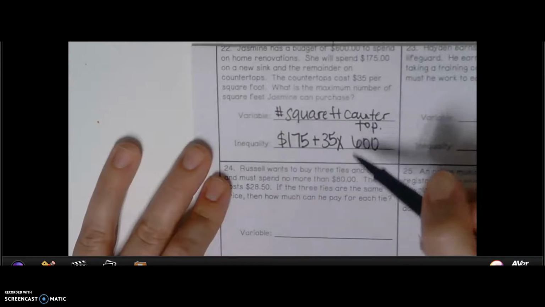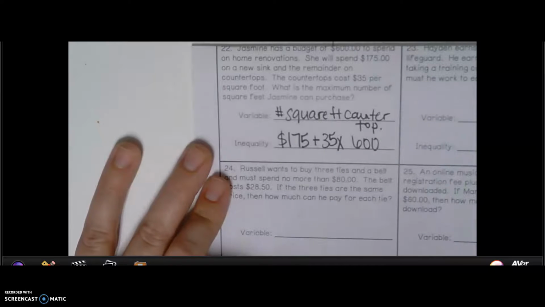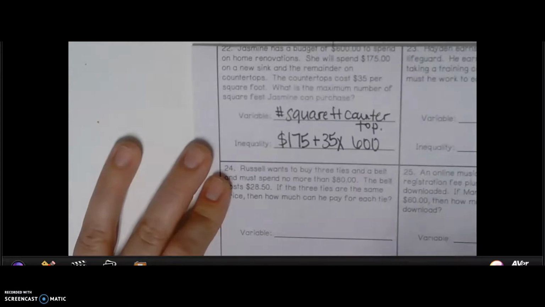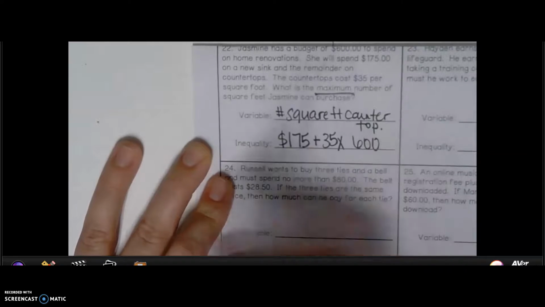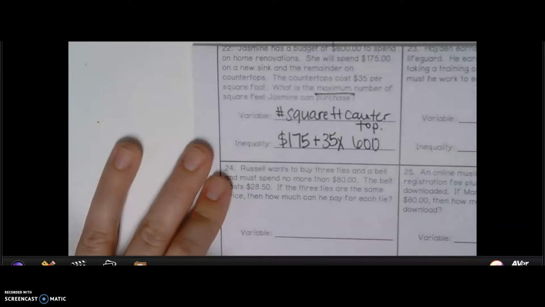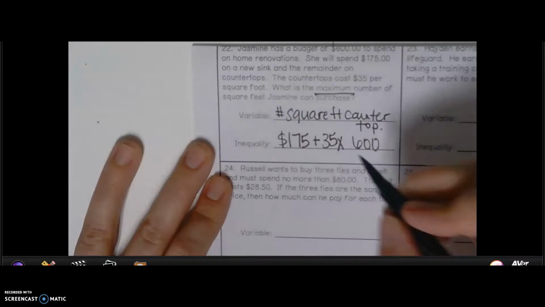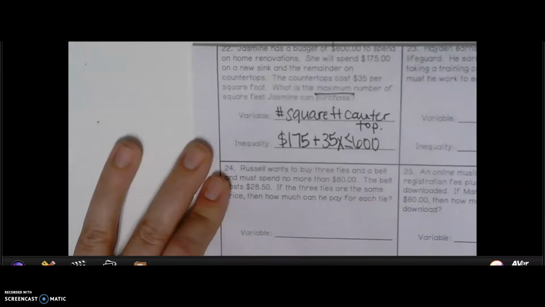And now we need to identify what kind of inequality symbol we're going to have here. So we need to look for a word that might tell us, what is the maximum number of square feet. So it has to be less than or equal to 600. Less than or equal to 600 because we want the maximum number.